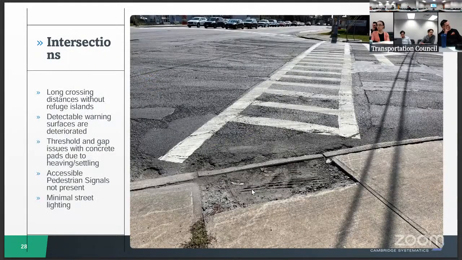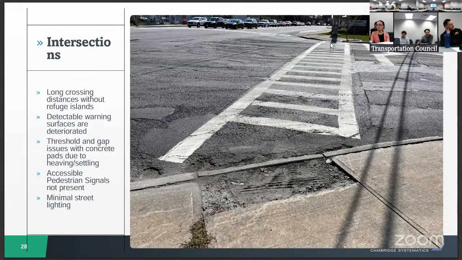At intersections, we see a couple of issues recurring. Besides the very obvious, there are a couple of things in this image: the obvious missing detectable warning surface, and sometimes just deterioration. This is a particularly extreme one. But I also want to call attention to the long crossing distance here. There are a lot of streets in the region that have opportunities for shortening crossing distances. That can have some benefits for signal phasing and timing, because you don't need quite as much time to get across the street. You can have shorter signal cycles potentially, if that's done more systematically.